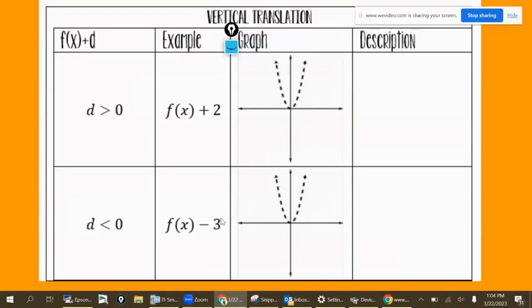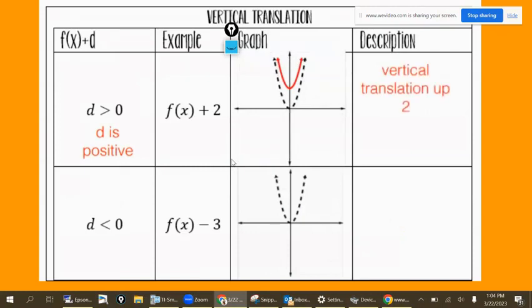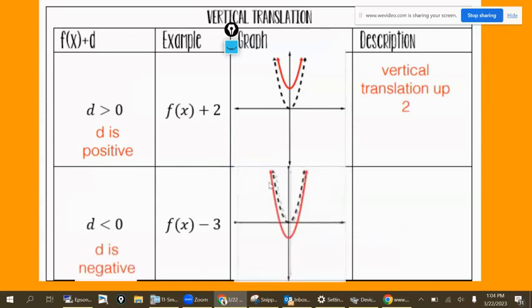All right, so here we're going to be doing the transformations up and down the y-axis, and it's just going to be like it is. If it's plus 2, it's going to go up 2 spaces. And if it's minus 3, it's going to go down 3 spaces.